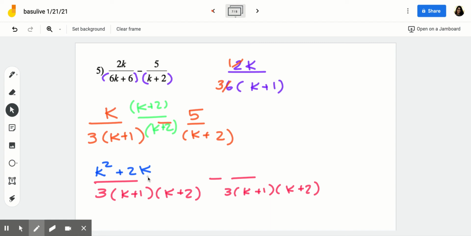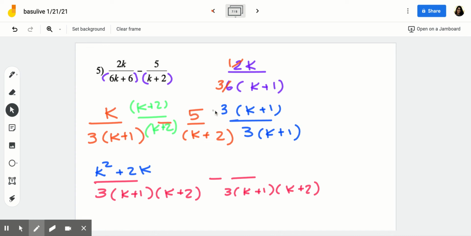All right, let's keep going. On the other fraction, let's see. I am missing a k plus 2, a k plus 1 and a 3. So I'm missing a 3 and a k plus 1. Will that make the denominator look like this? Yes, 3, k plus 1, k plus 2.